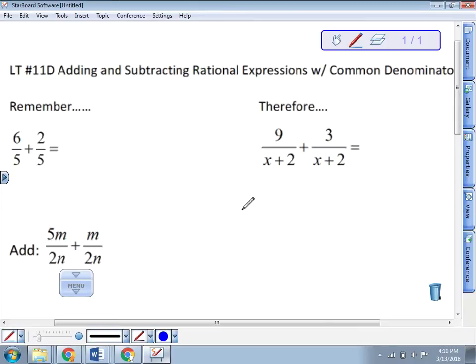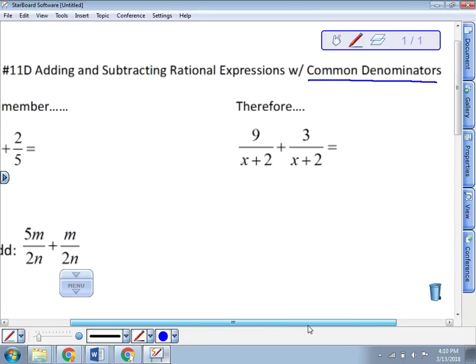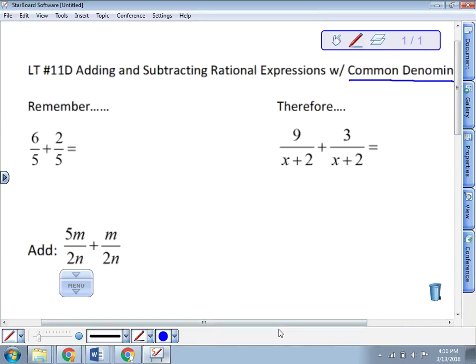Welcome to the notes on adding and subtracting rational expressions. In this section, it's all going to be with a common denominator. So remember, when you're adding or subtracting fractions, you need to have that common denominator.